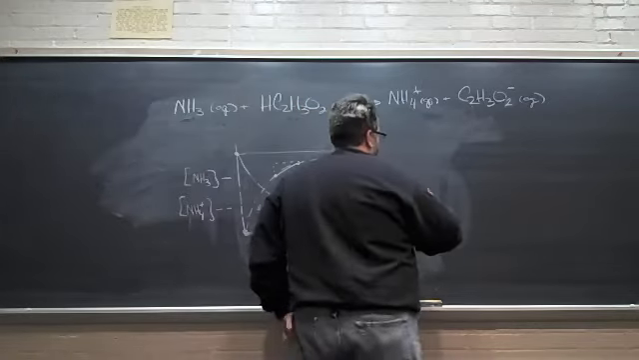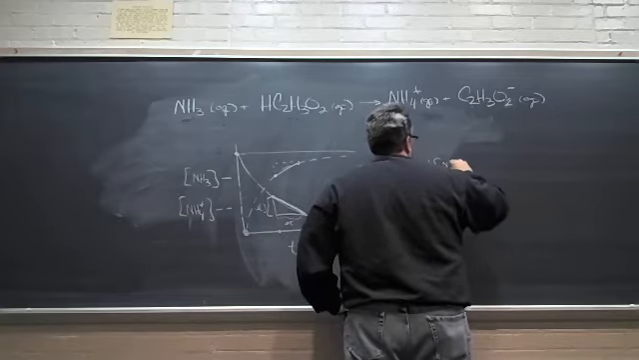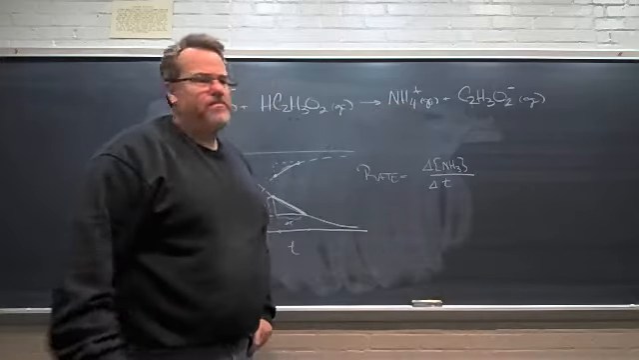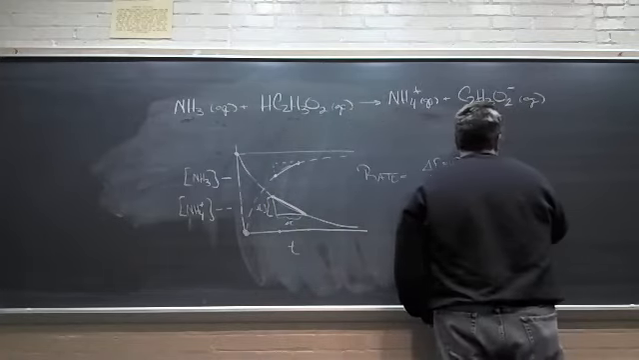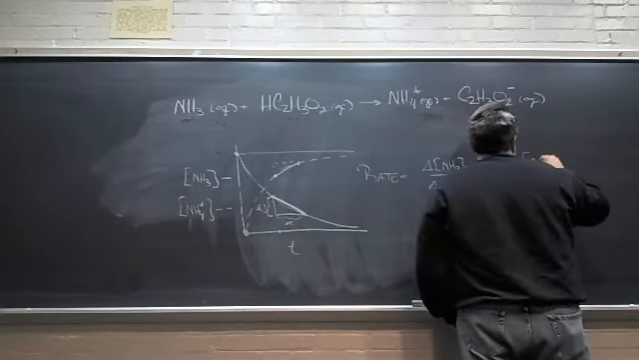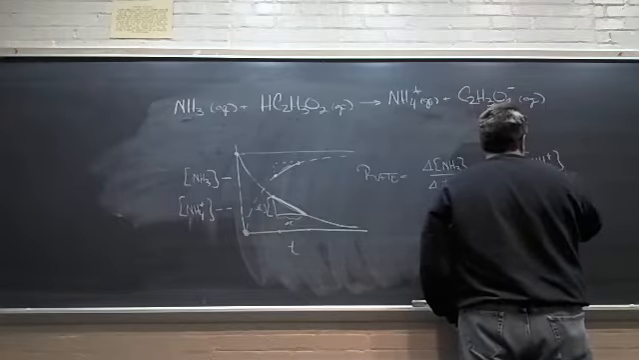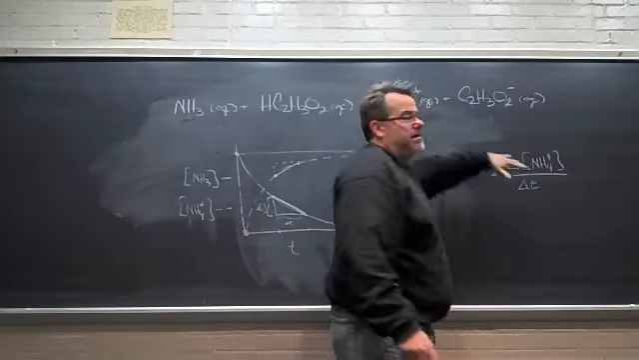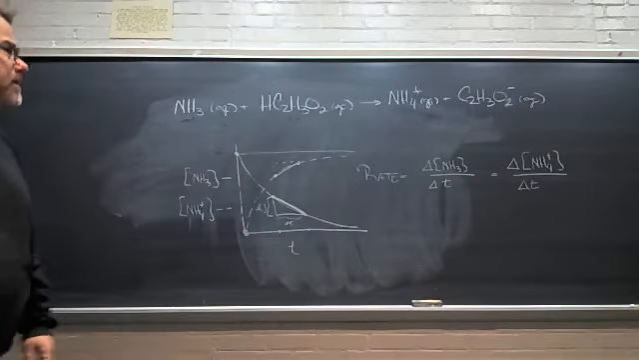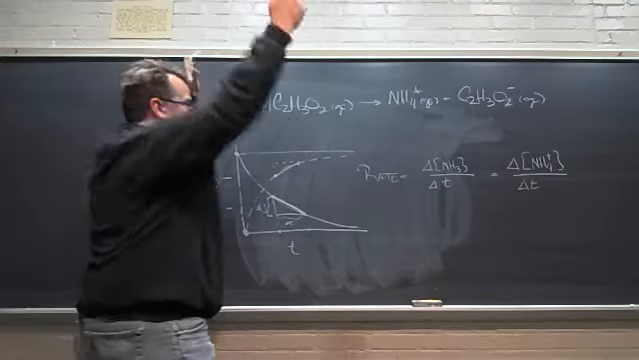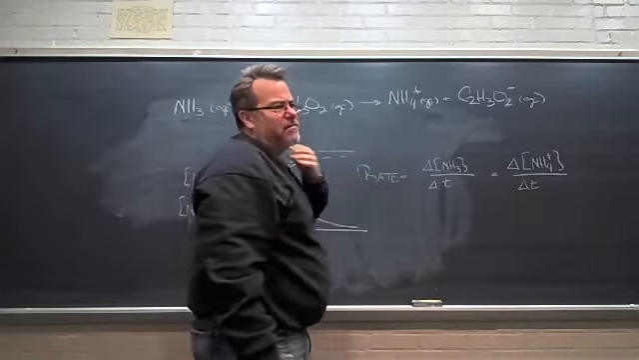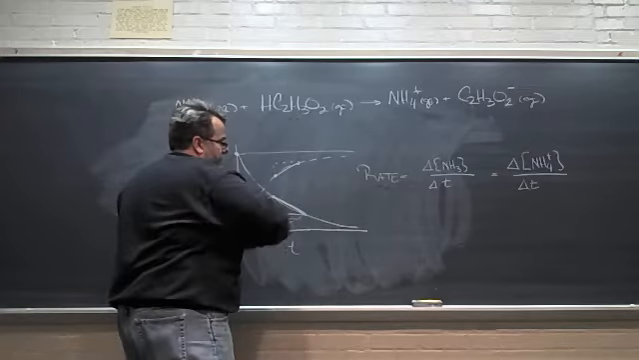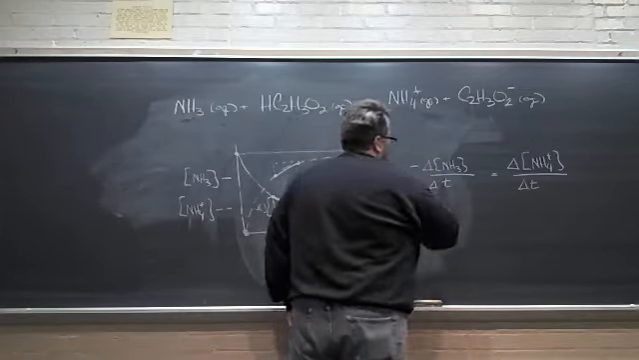So we can define the rate of this reaction as the change in the concentration of ammonia as a function of time, right? Or we can define this as the change in the concentration of ammonium, this product, divided by the change in time. Okay. But this is where I was going with the comment I was about to make a minute ago. We want to define the rate as a positive number. Whenever we give the rate of a reaction, we want that to be a positive number. But this slope is negative, right? So for reactants, we're going to put a negative there.